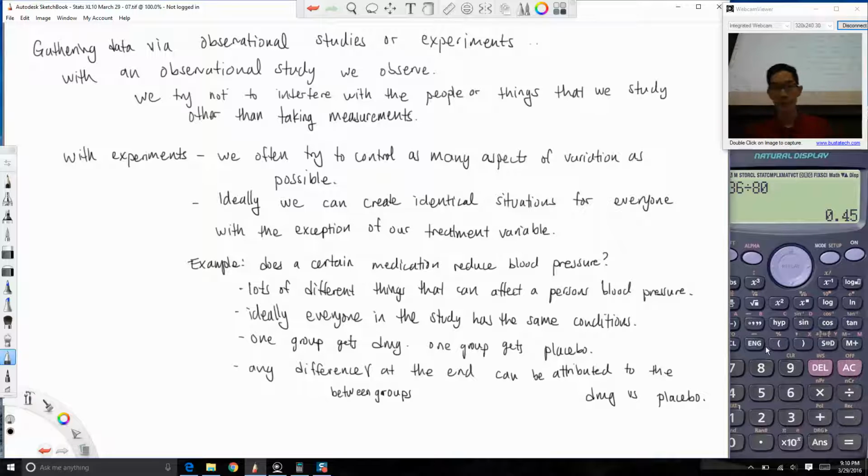So there are a few terms that I will leave up to you as far as the reading goes. You should learn these terms: response variable, treatment variable.